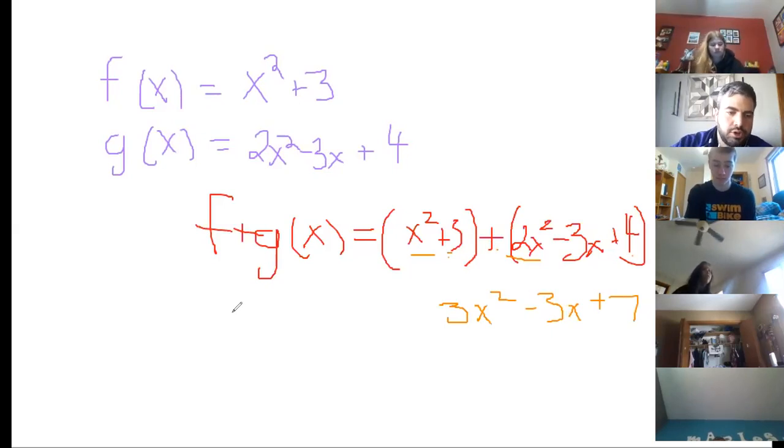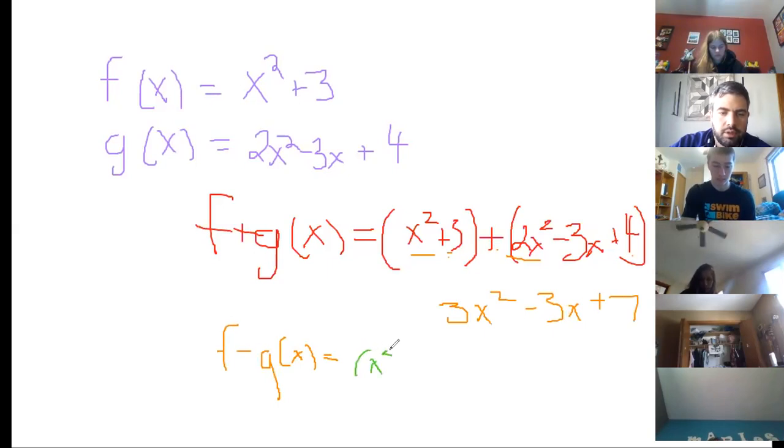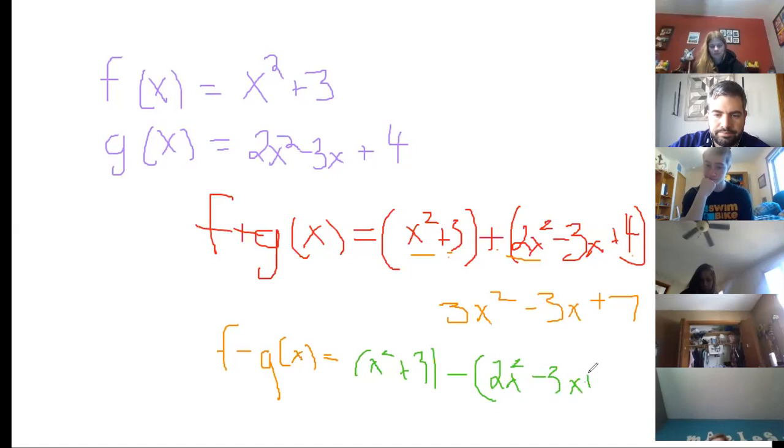We can also subtract f of x, right? f minus g of x, okay? And you could go the other way too, g minus f of x, but just for the sake of keeping it similar, we'll do it this way. All right, so f of x is x squared plus 3. I apologize, this is super ugly writing using my mouse. All right, and then minus 2x squared minus 3x, and then plus 4.